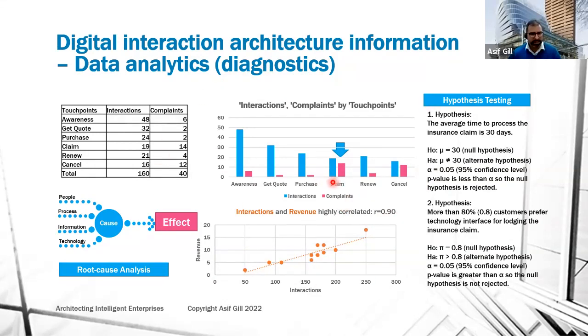Further, on our complaints, we can look at the causes of those. What is the complaint? Is it because of people and process issues, or information technology issues? So we can do root cause analysis around here. So this is all about diagnostic analysis on your interaction architecture data.